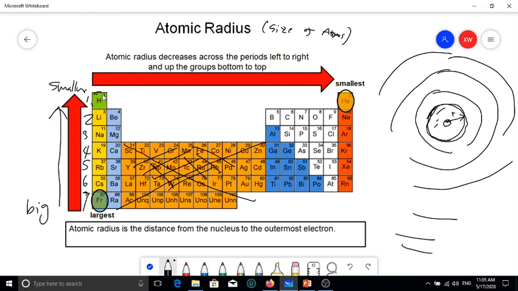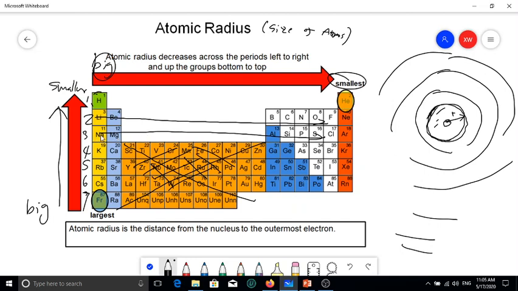Now, what about from left to right? It's actually the same trend, on the same period. Of course, we're looking at the same row. On the same row, you have the smallest one over here, and you have the biggest one over on the left-hand side. The reason is that when you are on the same row, first of all, you have the same number of layers of electrons.